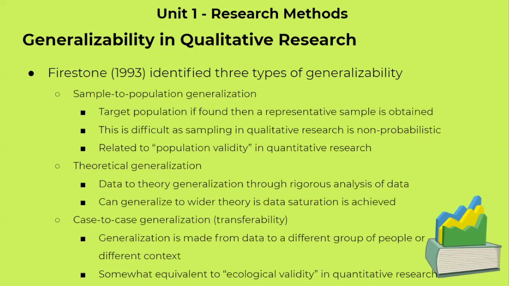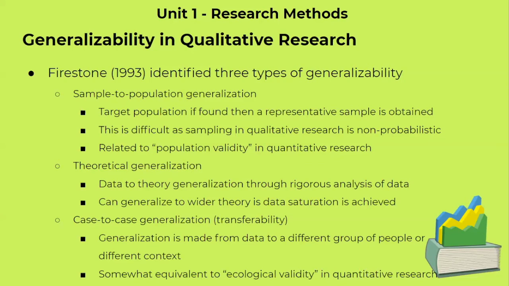The next one is theoretical generalization. This is basically where you generalize from data points to theory, and this is done through rigorous analysis of data and interpretation. So here we're going to take some particular observations and then generalize them to a broader theory. And here we can generalize once our data saturation is achieved, when we don't get any more novel data from any additions to our sample.